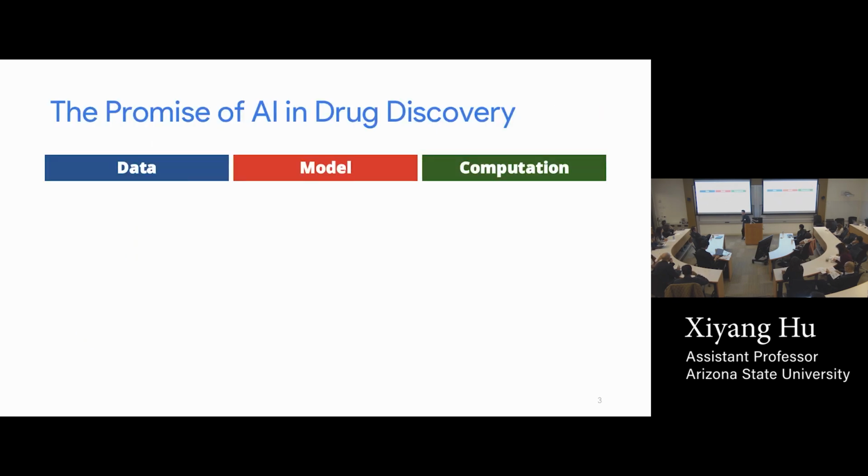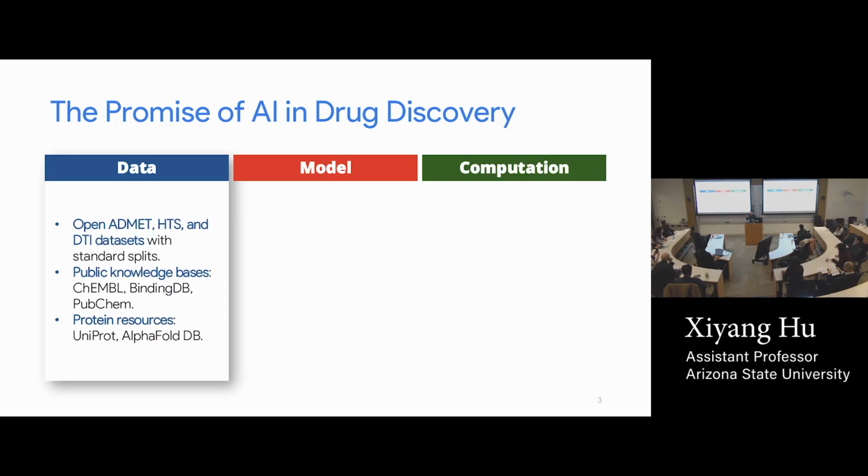So AI is so promising, especially given the three major advances in recent years. First, data. There is a lot of high-quality machine-readable data in biology and chemistry. For example, we have a lot of data on how drugs are absorbed, metabolized, and also cleared by the human body. It's called the ADMET dataset.